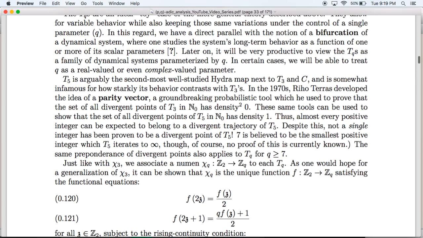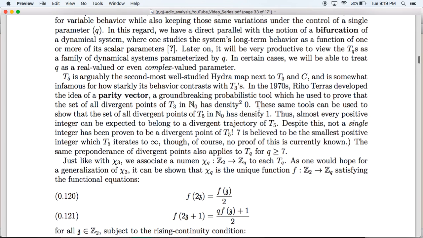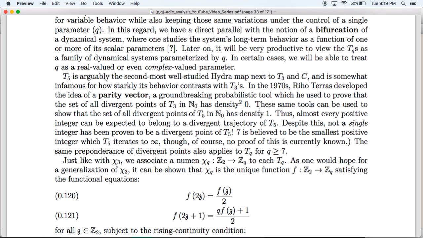So to that end, Terras's result is groundbreaking for 2 reasons. Not only does he show that the set of divergent points has a well-defined density, but furthermore that density is 0. Those same techniques can be used to show that the set of all divergent points of T5 in N0 has density 1. So for T3, we expect almost no integer to go to infinity, whereas in T5, we expect almost every integer to go to infinity.